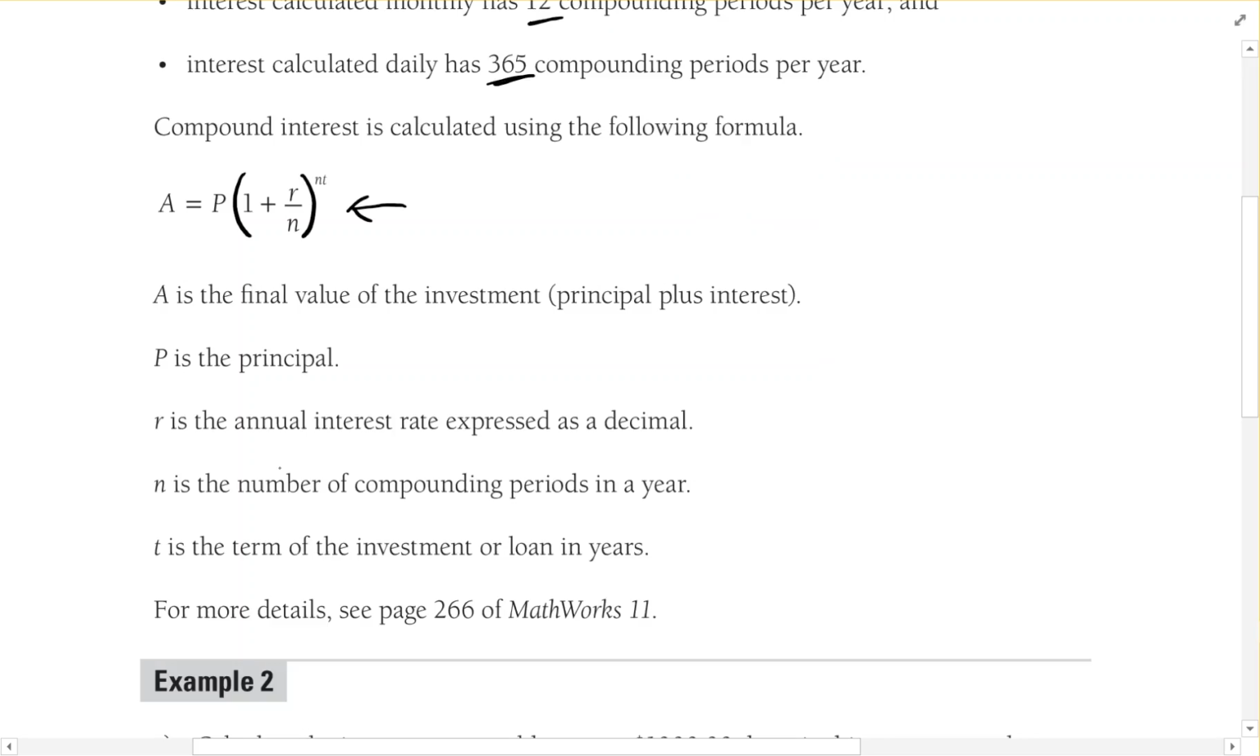Okay, so as we go through what we have here, A is the final value of the investment. So principal plus interest, that's the total amount of money that I've made, including my principal and my interest, right? P is the principal. So remember, that's how much you've put down. R is the annual interest rate expressed as a decimal, so same as before. So whatever the percentage is, just as a decimal. N is the number of compounding periods in a year. So whatever we figure out for how many times it compounds. And then T is the term of the investment or loan in years. All right.